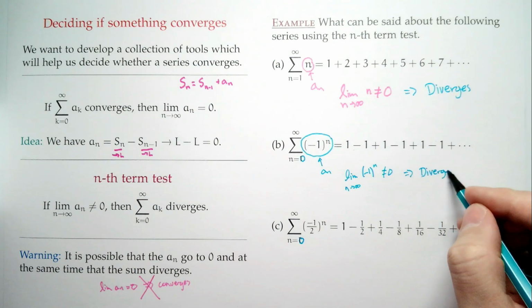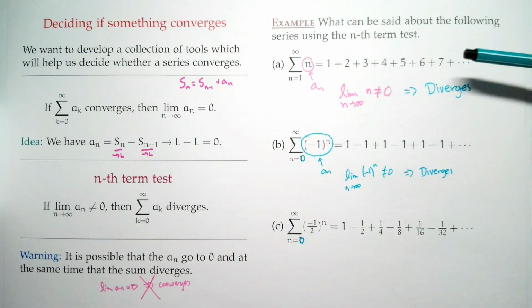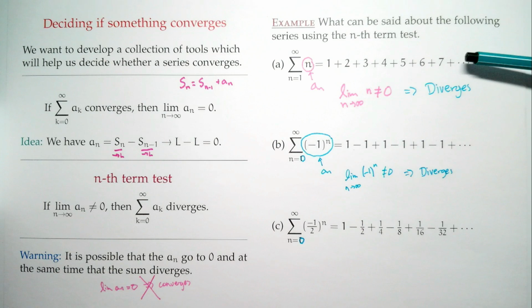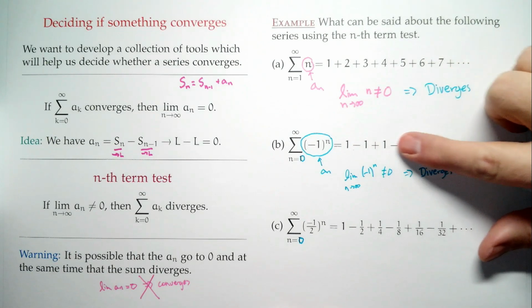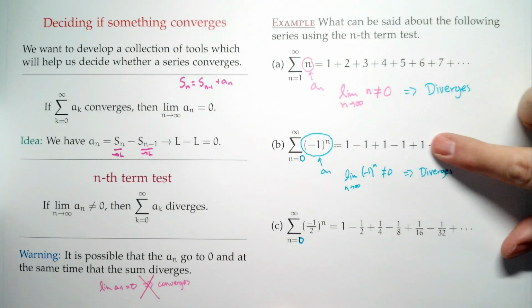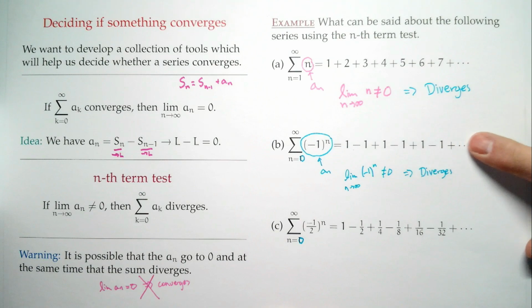Now, this is a little bit different behavior. See, up here we said it's going to head off to infinity. Here, it doesn't go to anything in particular. It just oscillates. In fact, you can sort of see what happens. So you start with just 1, then 0, then back to 1, then back to 0, then 1, then 0, and it's just going to keep doing that.